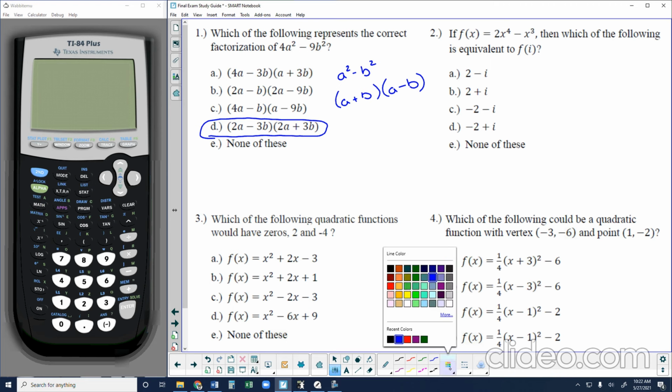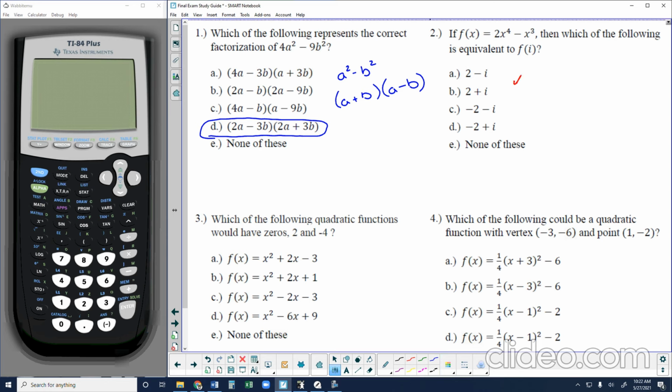In problem number 2, it says if f of x equals 2x to the fourth minus x cubed, then which of the following is equivalent to f of i? Notice here that we have the substitution notation, where I'm going to substitute i in for x. So f of i would be 2i to the fourth power minus i to the third power.